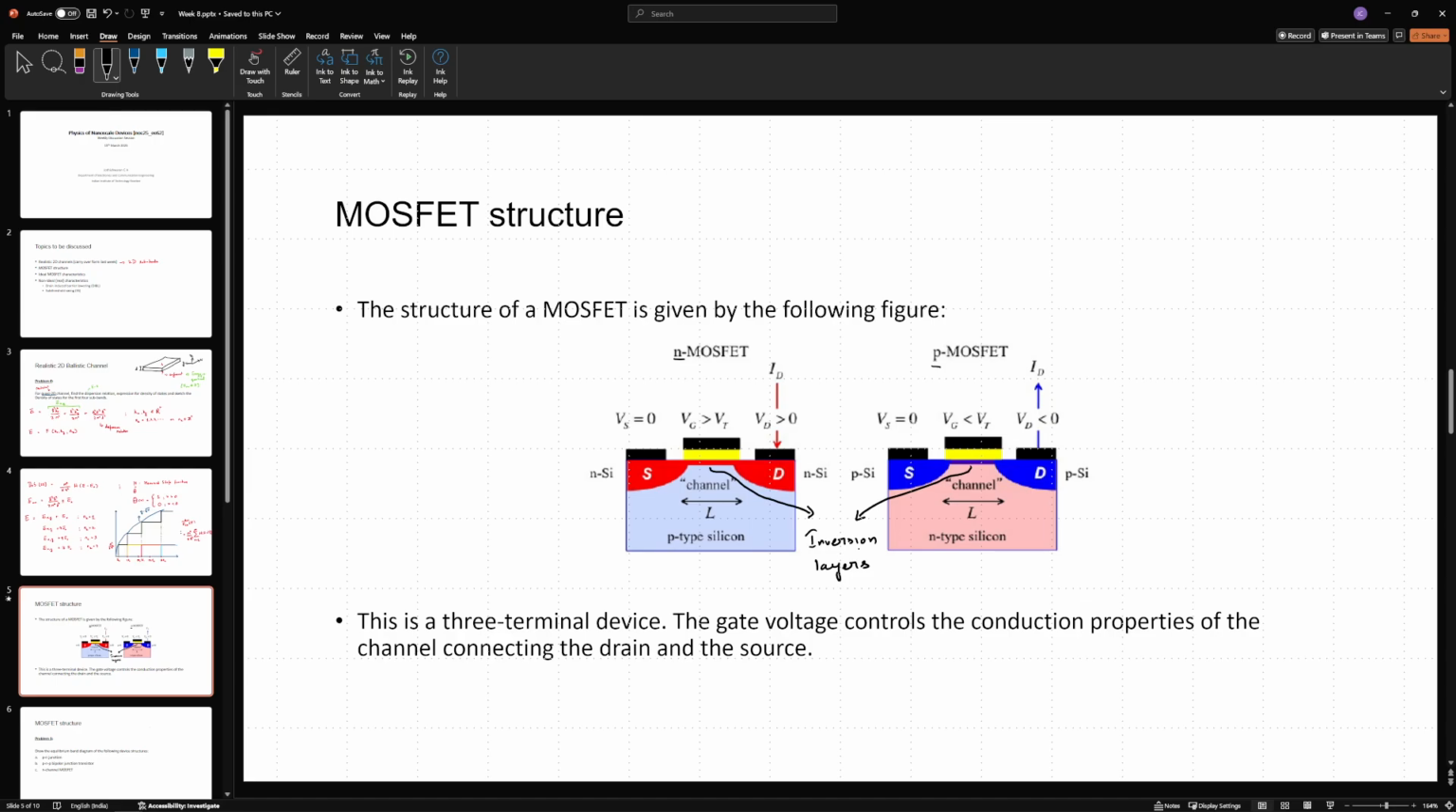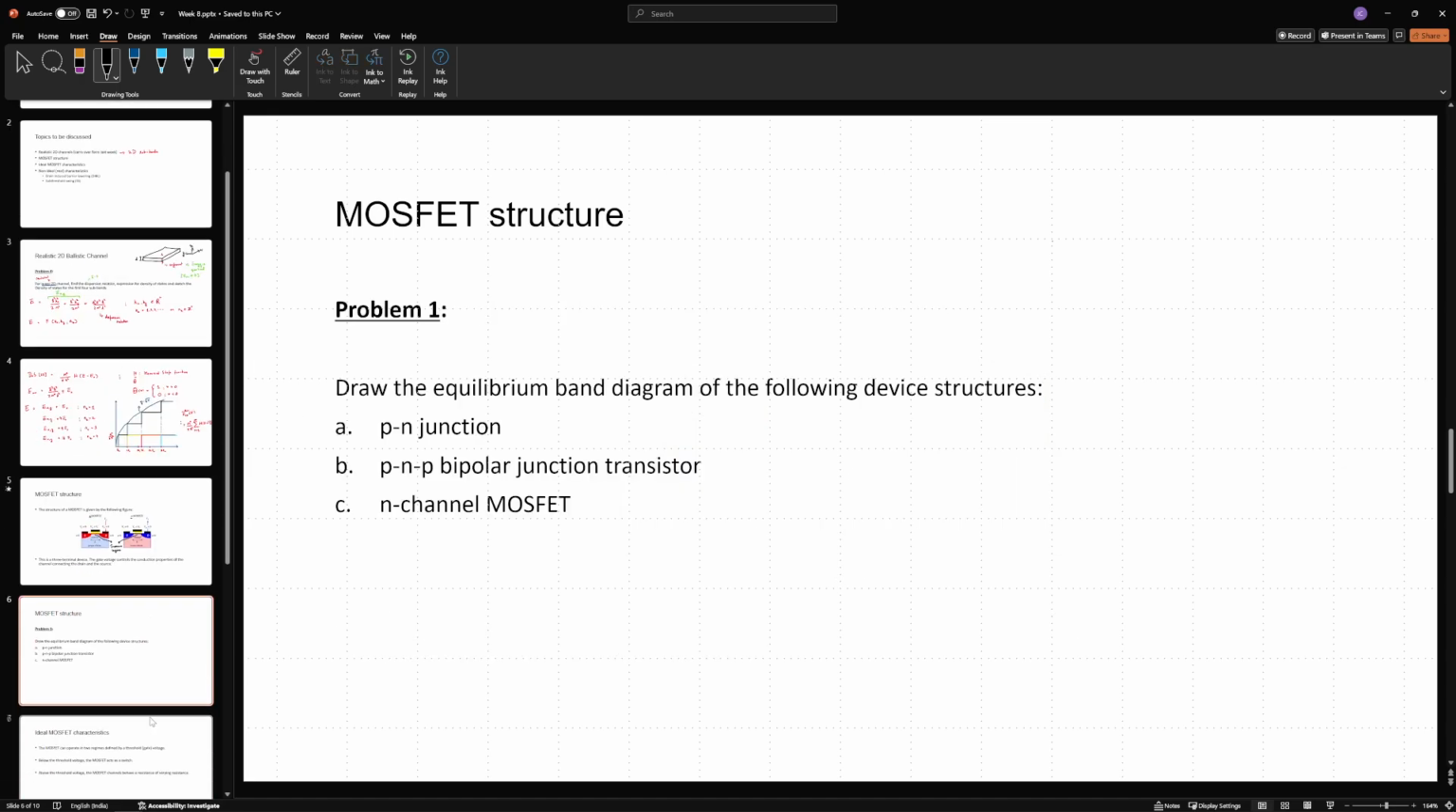So we essentially cause a channel inversion, which allows for current carriers from the source to move to the drain. The channel inversion is achieved by applying a gate voltage that is greater than a certain threshold voltage. And then we try to draw a current out of the drain. Okay. So MOSFETs are three-terminal devices, and the gate voltage controls the conduction properties of the channel connecting the drain and the source. Again, this is something most of us, if not all of us, should already know.